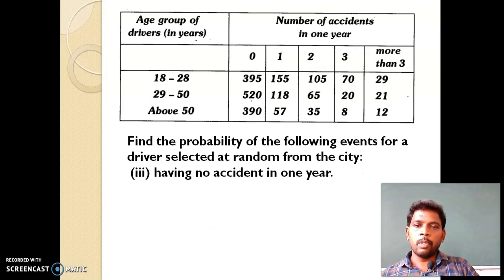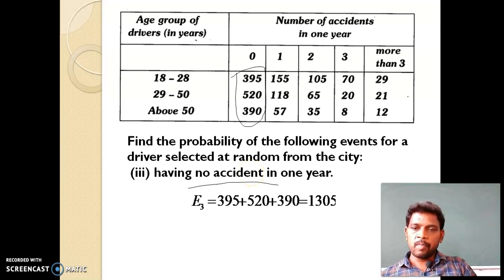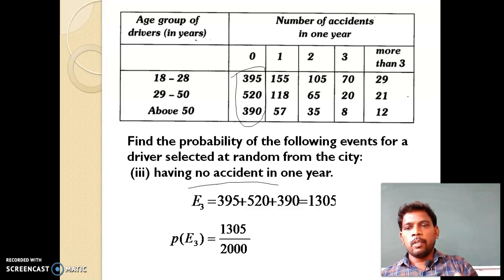And what about the next one? Having no accident in 1 year. Having no accident means 0. So these 3 cases in each category: 18 to 28, no accident 395; 29 to 50, 520; and above 50 years, 390 times no accidents. So we can add all the 3 numbers. 395 plus 520 plus 390 equals 1305, divided by 2000. So that is the procedure to find the probability of the given events. Let me continue in the next video.